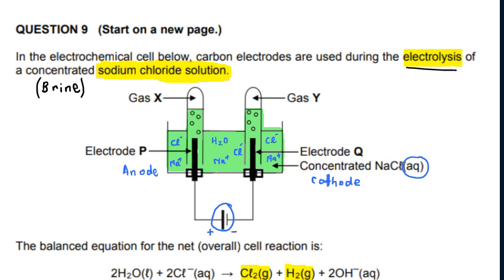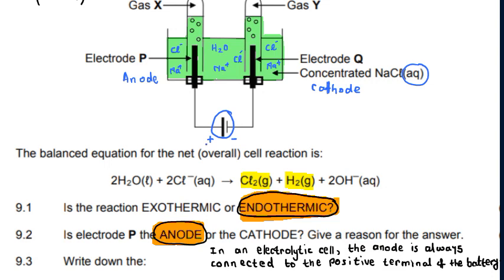When we get to table 4A, what are we looking for? We're looking at this overall cell reaction. We're looking for water that is somehow in equilibrium with hydroxide ions and the hydrogen gas, and we're also looking for chlorine gas.